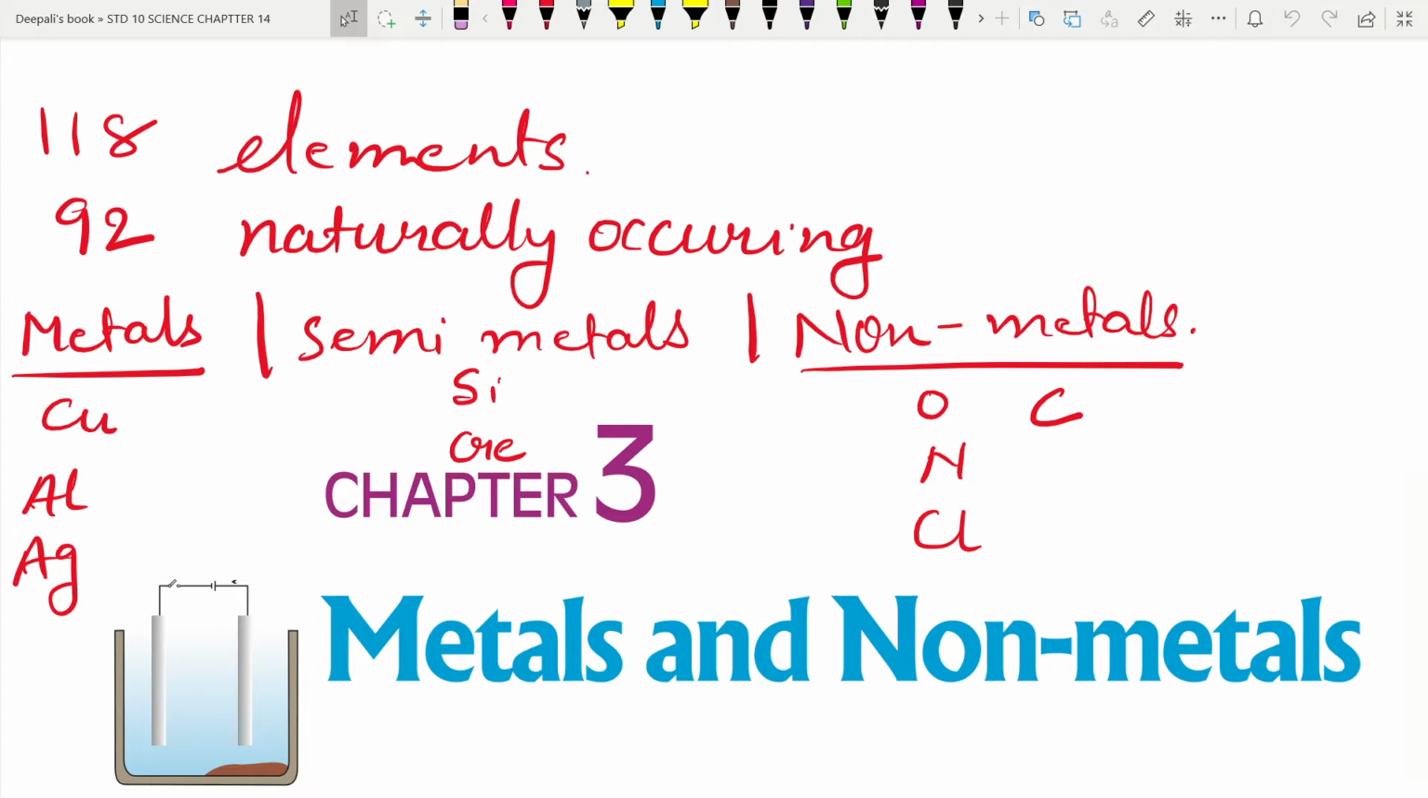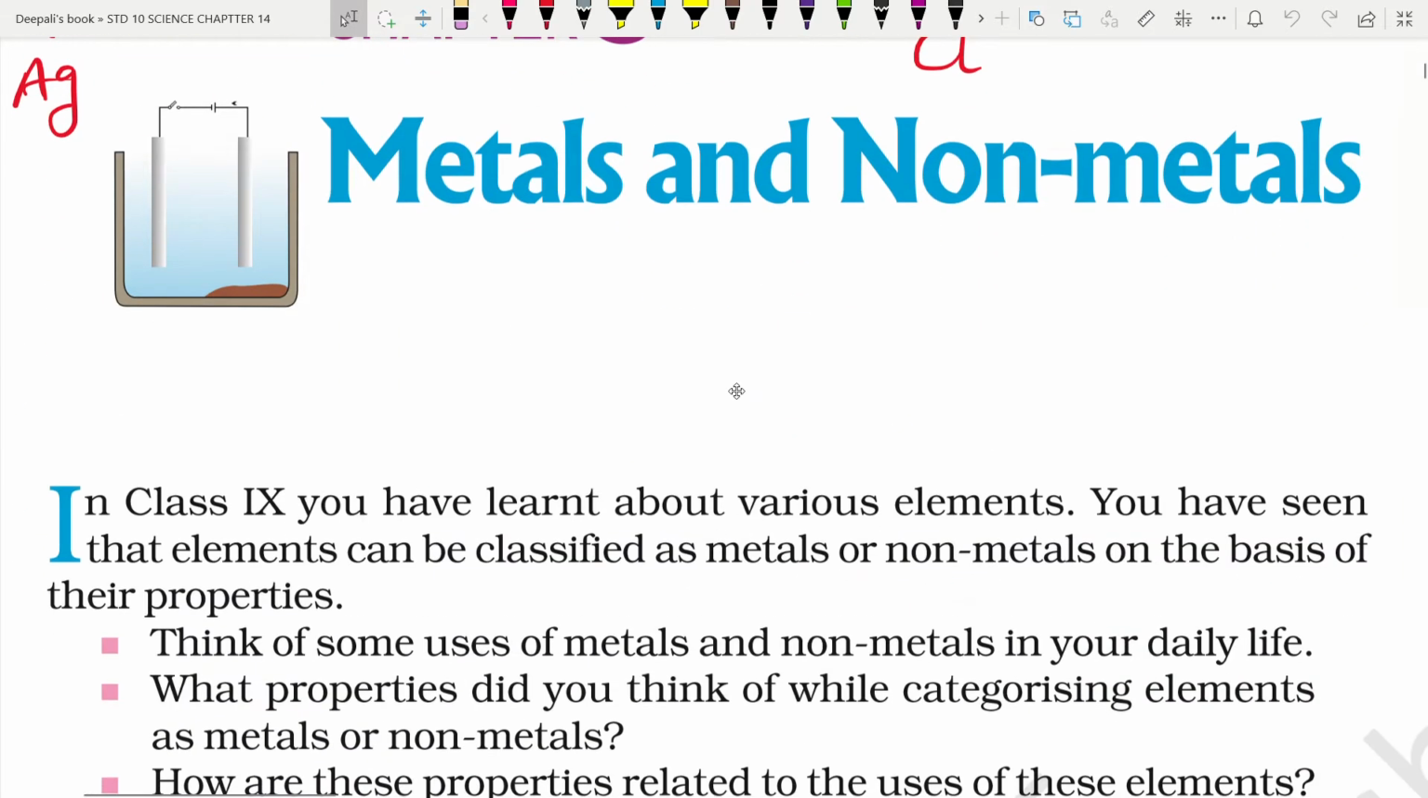The examples of metals are copper, aluminium, silver, etc. And examples of semi-metals are silicon, germanium, etc. Non-metals are oxygen, nitrogen, chlorine, carbon, etc. Now, let us understand the physical properties of metals and non-metals in this session.